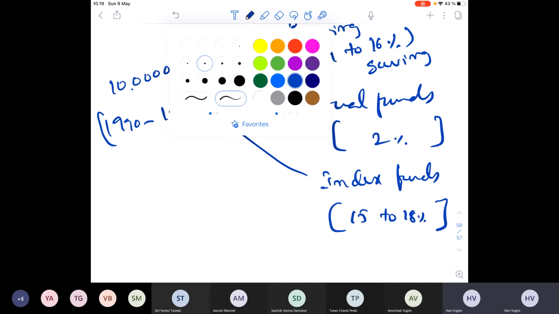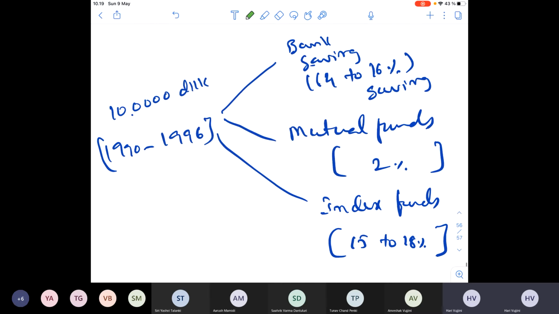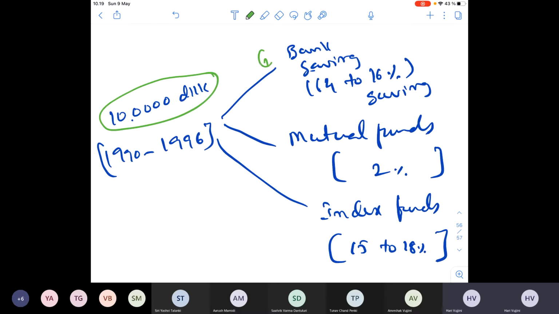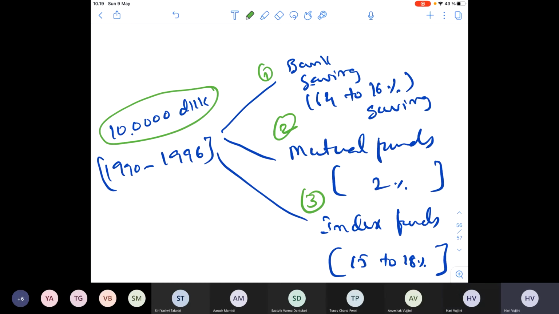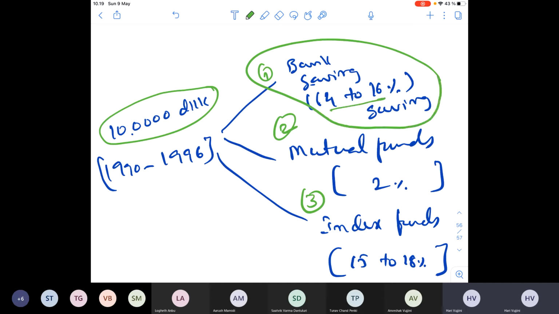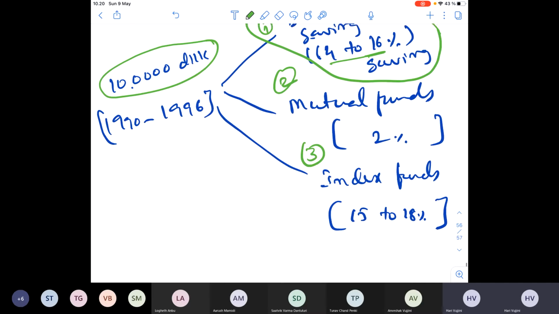So which option would you choose if you are, let's say, in the 1990s and 1996, and you had 100,000 and you had three options? Which option would you choose? So basically the safest is the bank, right? If I'm parking it in the bank and it's giving me 14, 15, 16%, this is the option obviously everybody would like to choose. The index fund is the second best option. Mutual funds is the last option.